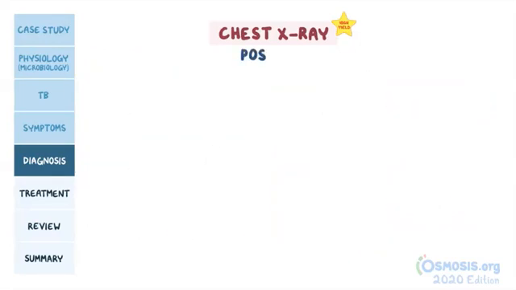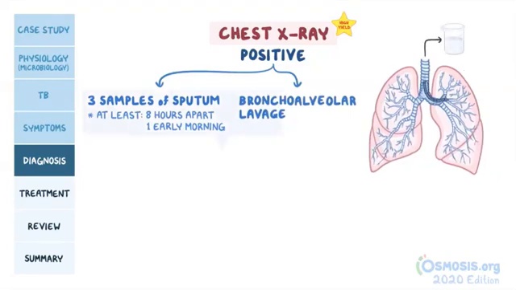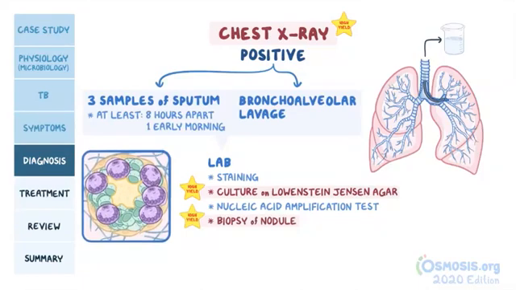If chest radiography was positive, it's important to collect 3 samples of sputum at least 8 hours apart and including at least 1 early morning specimen, or alternatively, by bronchoalveolar lavage. These samples are sent to the lab for staining, culture on Lowenstein-Jensen agar, and nucleic acid amplification test to look for evidence of Mycobacterium tuberculosis. A biopsy of the nodule might also be beneficial, which can reveal caseating granulomas with central necrosis and Langerhans giant cells.